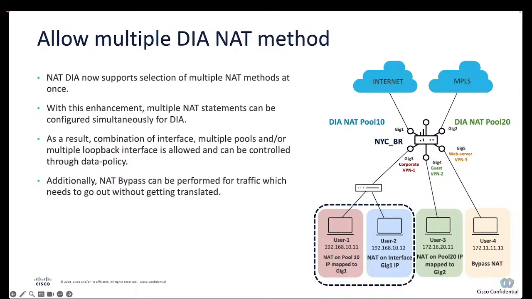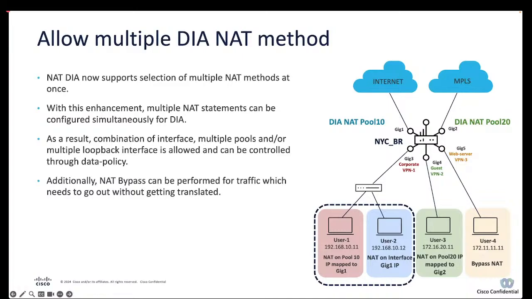And similarly, let's say you have multiple service VPNs and multiple NAT methods on your multiple interfaces. Let's understand this with an example. Say you have a corporate VPN and a guest VPN. One of the users from the corporate VPN wants to access the Office 365 application, and you want to use the NAT that we have configured on the physical interface, which is Gig1. And for the guest VPN, one of the users wants to access the internet, and you want to utilize the NAT that is configured on the Gig2 interface, right?